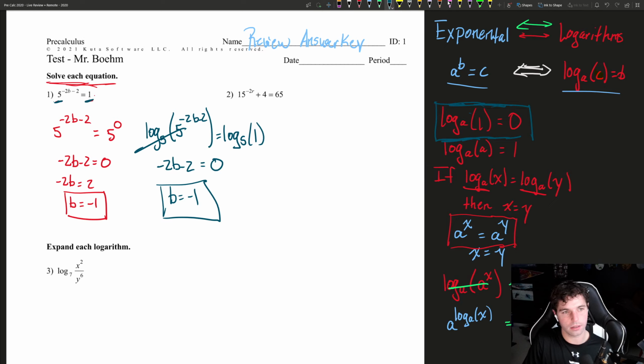I will say that you can't use this one on number 2. It's a little bit harder. You might be able to, but in terms of integers and stuff that you guys know, you probably can't. Okay. Number 2.